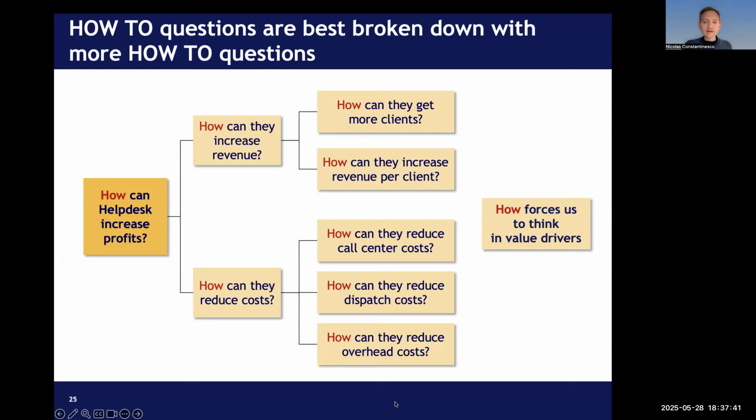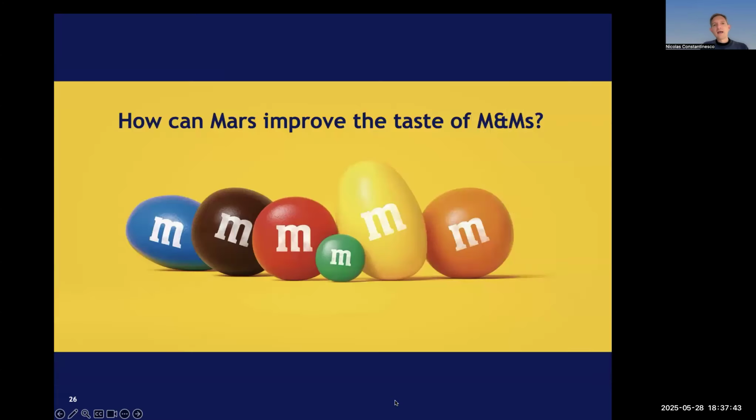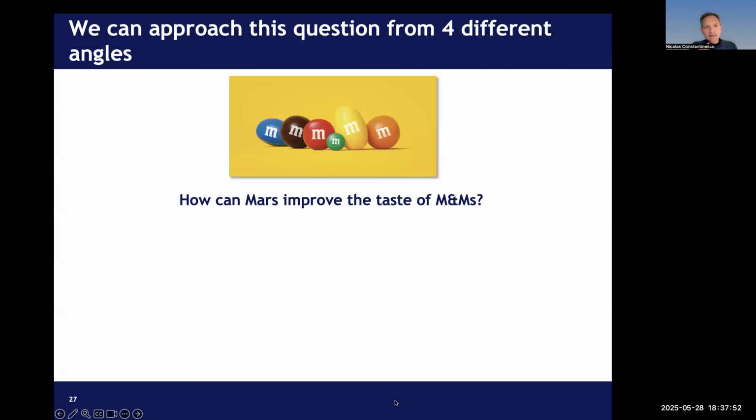All right, so let's start with an example. Imagine the question is, how can Mars improve the taste of M&Ms? So the idea here is, if we just imagine for a moment that this bottle is kind of our M&Ms, the idea with these 4 techniques is that we're looking at the problem from a variety of different angles. So these 4 techniques I'm going to show you, I actually call them the 4 angles.